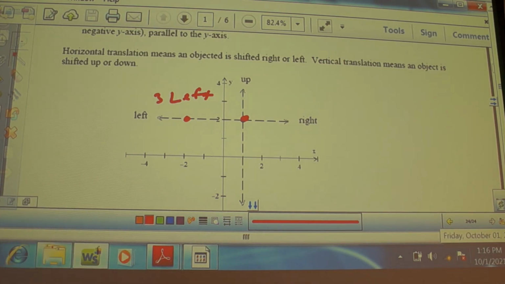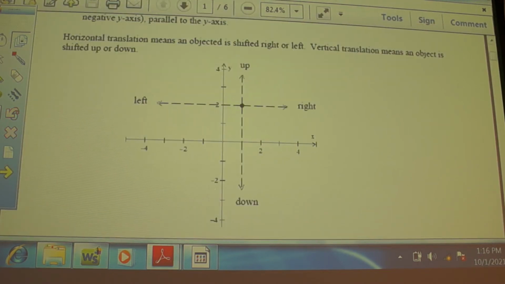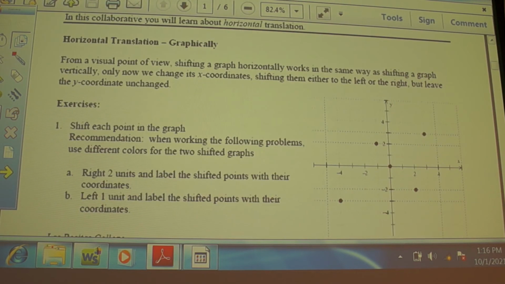So in terms of graphical, it's super straightforward, very easy. It's what you expect.